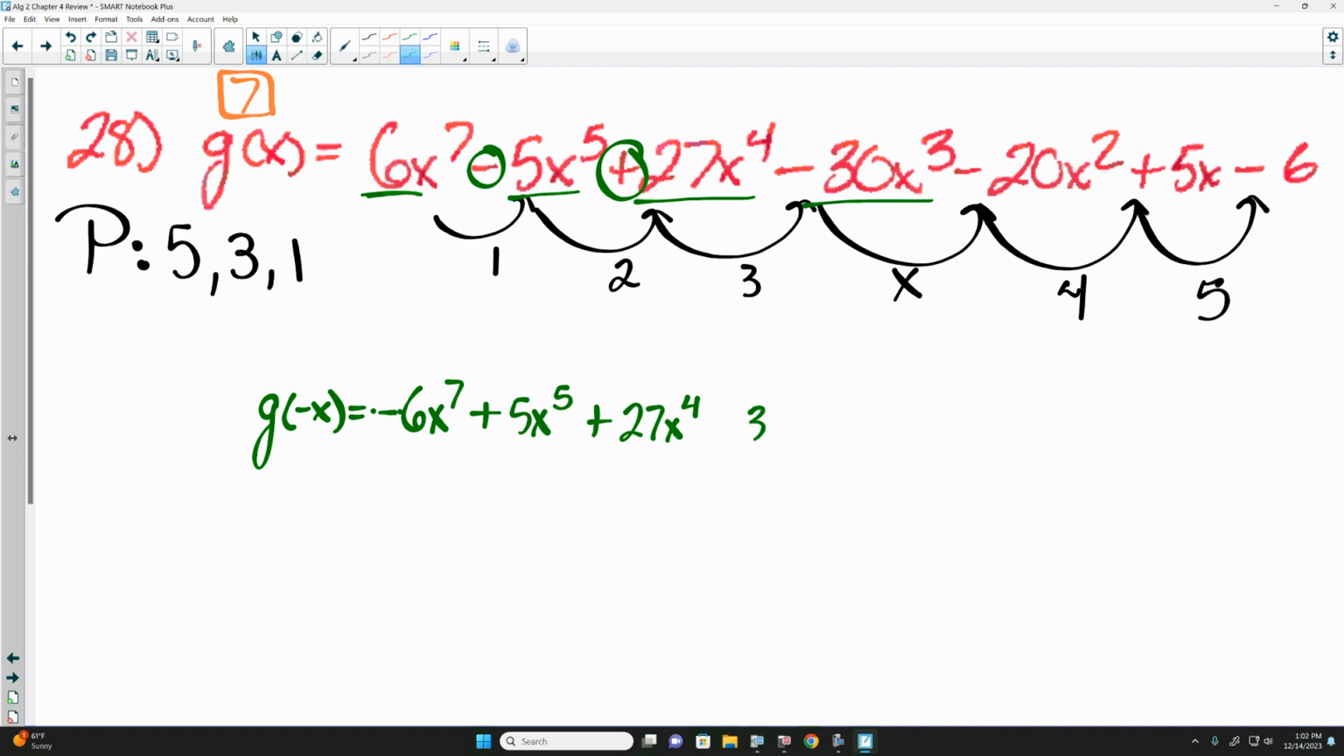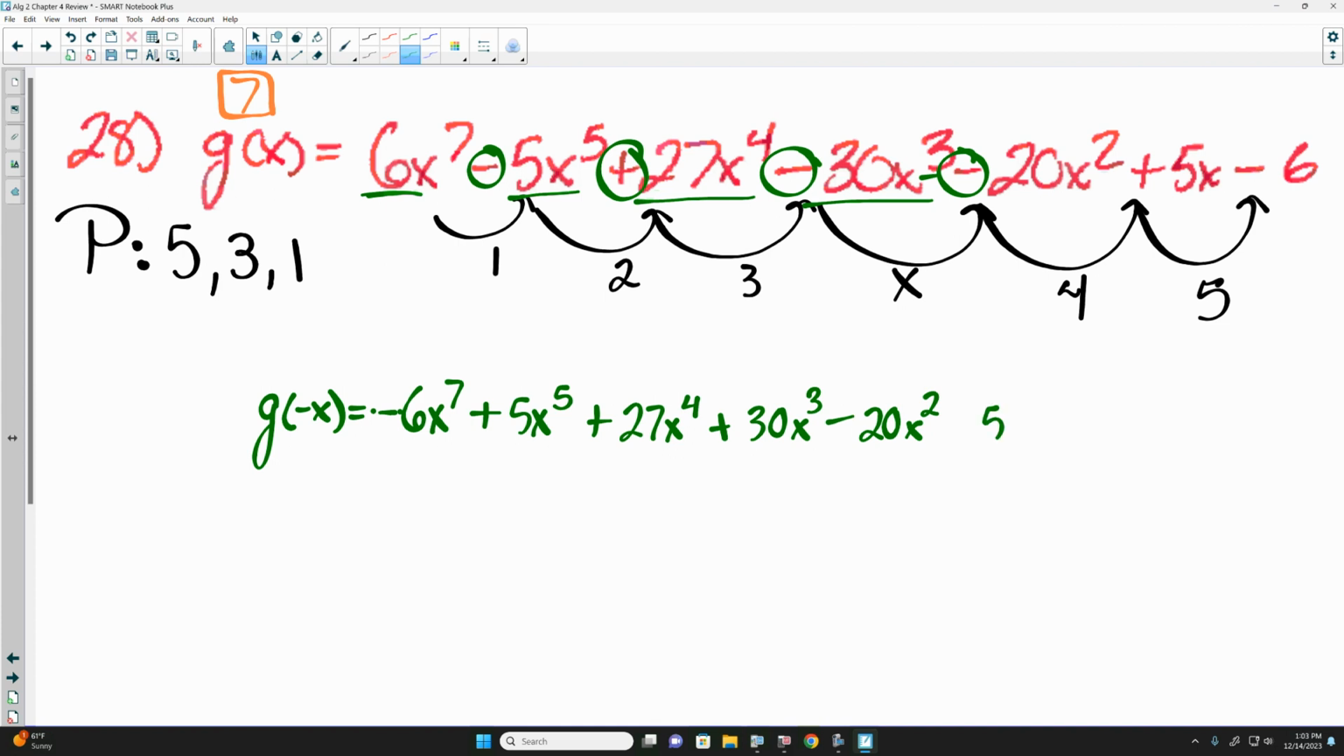Our next one is 30x cubed. Is the exponent even or odd? 3 is odd, so our sign is going to go from negative to positive. Our next term is 20x squared. Our power is 2. Is that even or odd? Even, so the sign stays the same. It was negative, it's still negative.